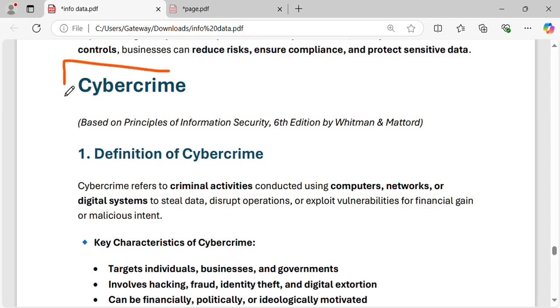This is another topic called cybercrime, and in the next one we are going to do this interesting one.